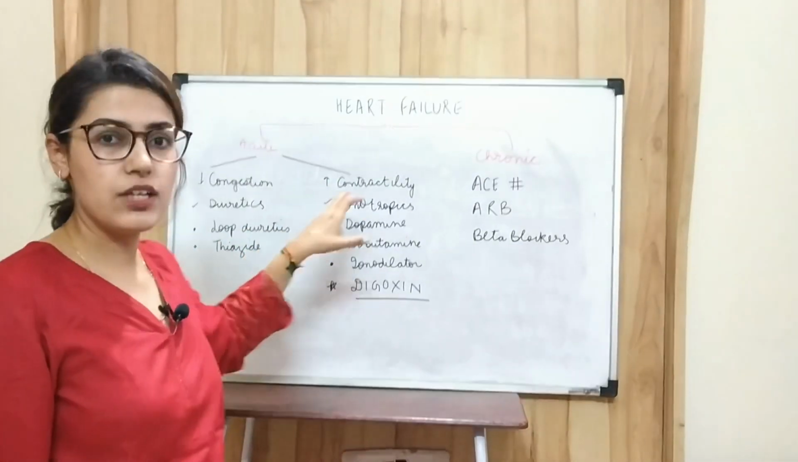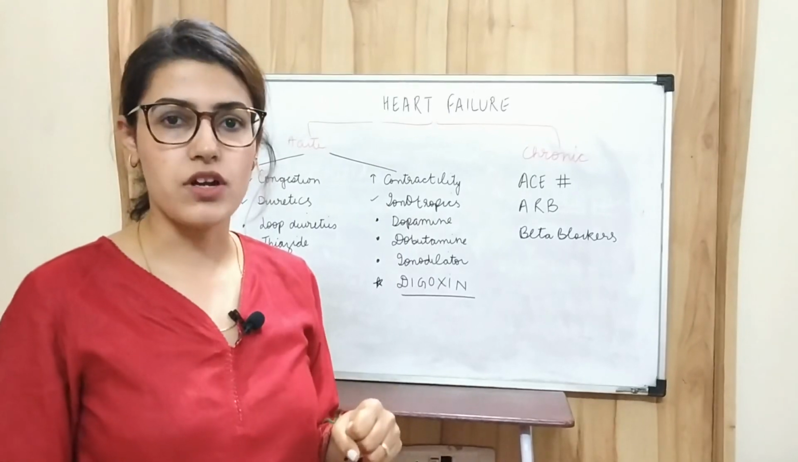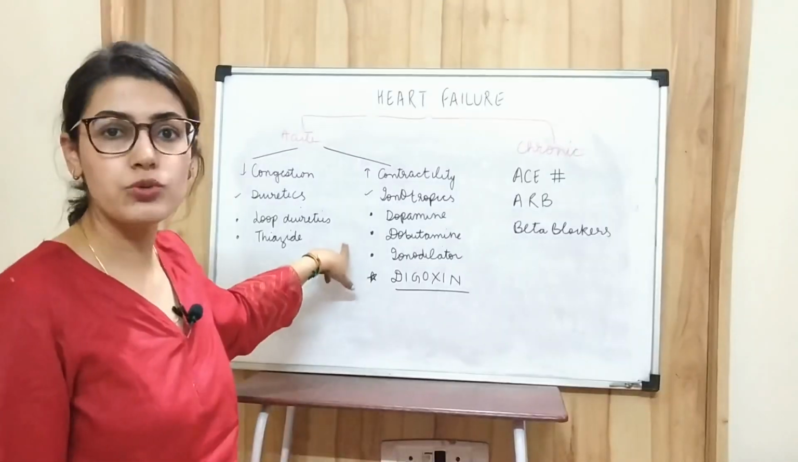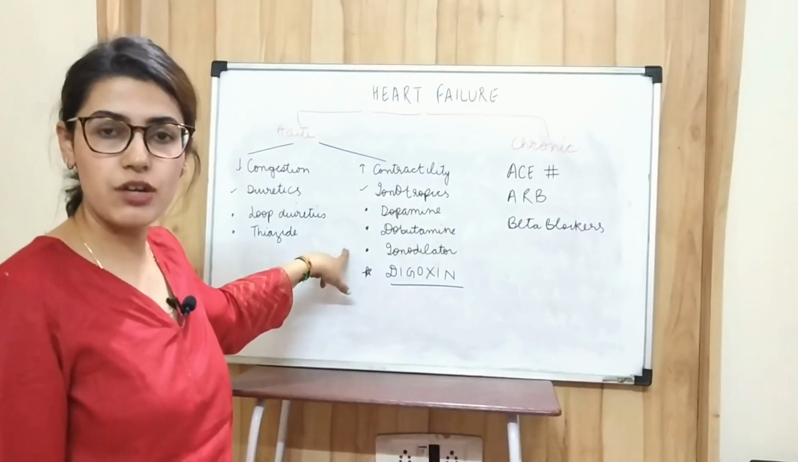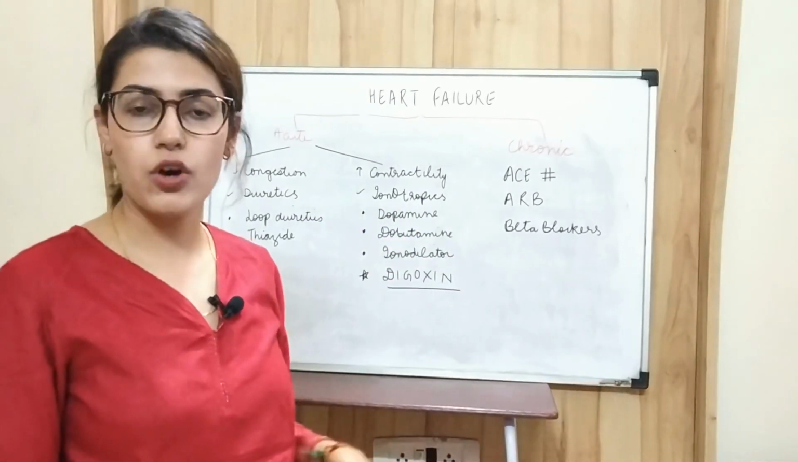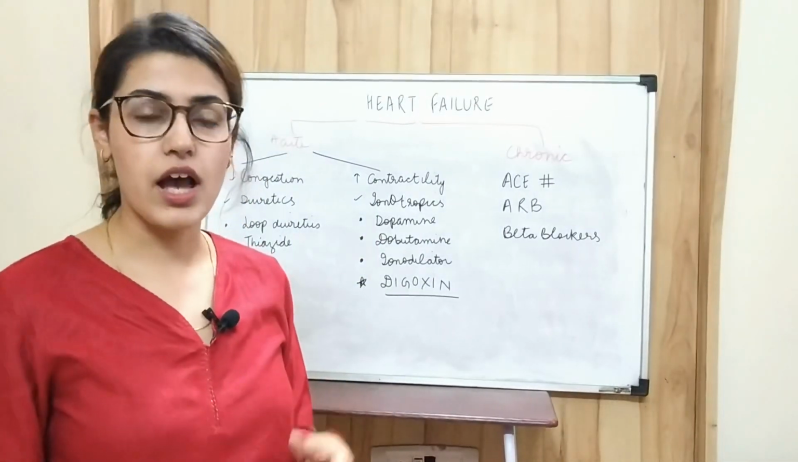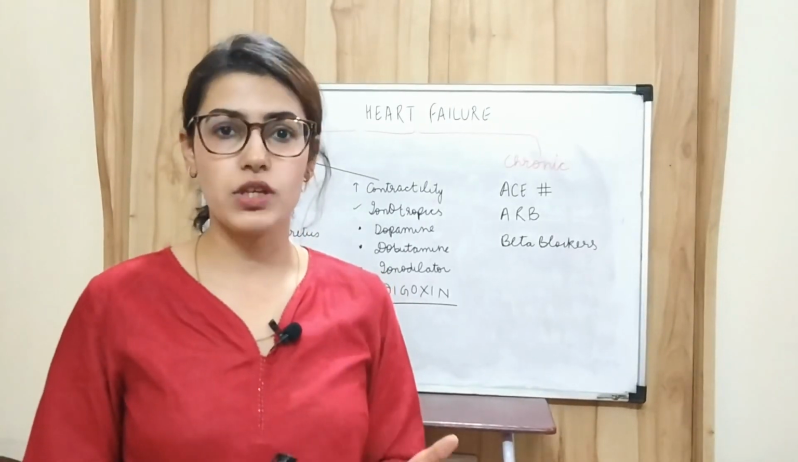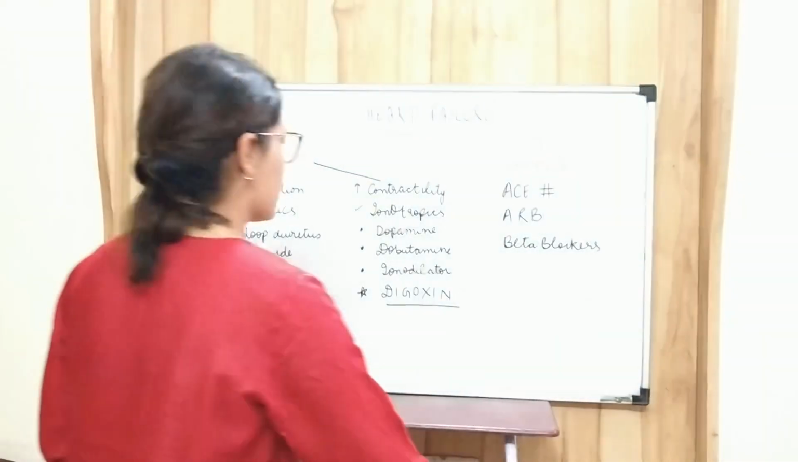For contractility, we want the contraction of the heart to increase. For that, we have inotropic drugs. Under inotropics, we have dopamine, dobutamine, and the drugs newly approved for heart failure, the inodilators, and under this category we have amrinone and milrinone. Today, the drug which we have to discuss is digoxin. I want to dedicate this full lecture to digoxin because it is important for both theory as well as for the NEET exam. So let's discuss digoxin.